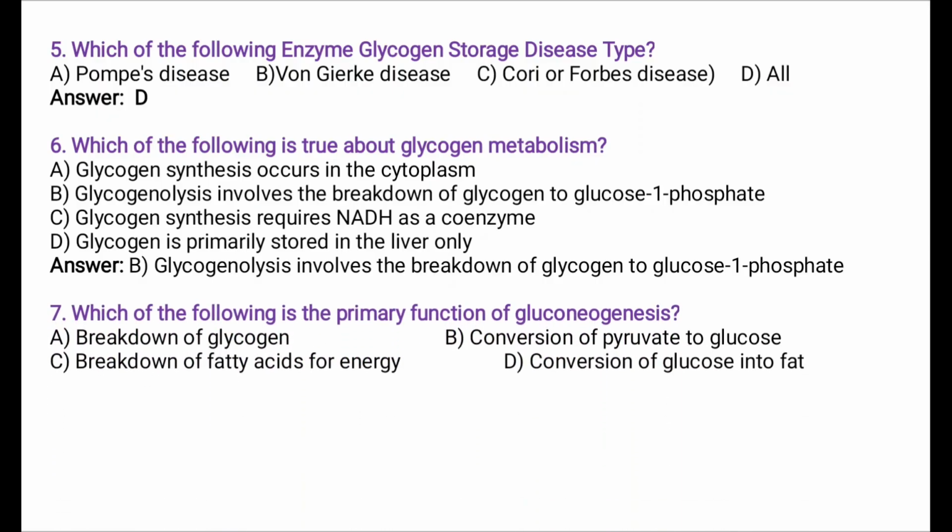Next, which of the following is the primary function of gluconeogenesis? A. Breakdown of glycogen. B. Conversion of pyruvate to glucose. C. Breakdown of fatty acid for energy. And D. Conversion of glucose into fat. Conversion of pyruvate to glucose.